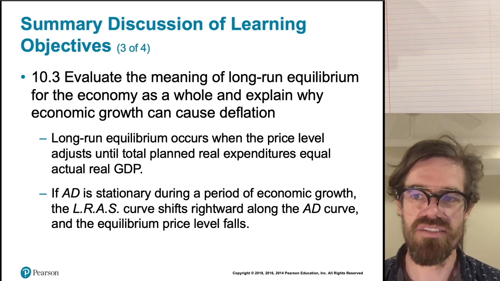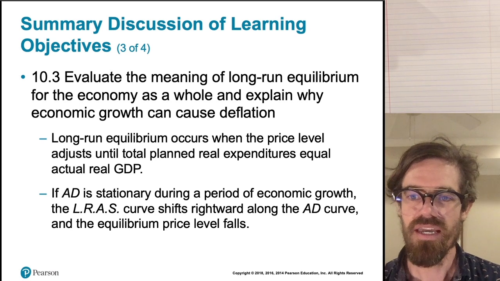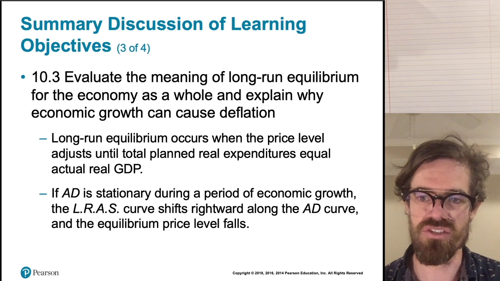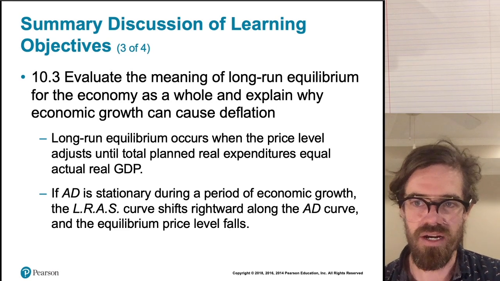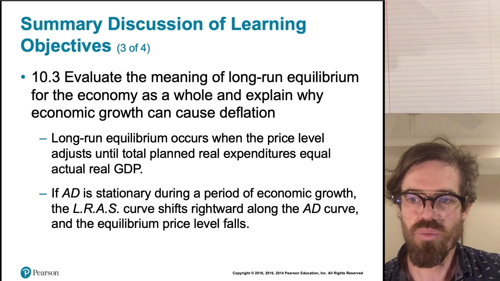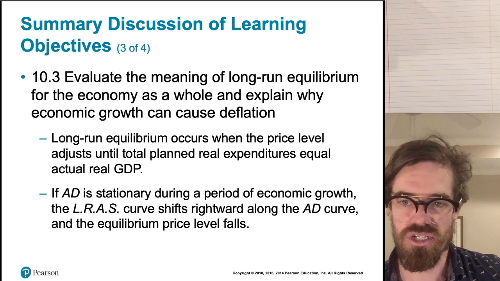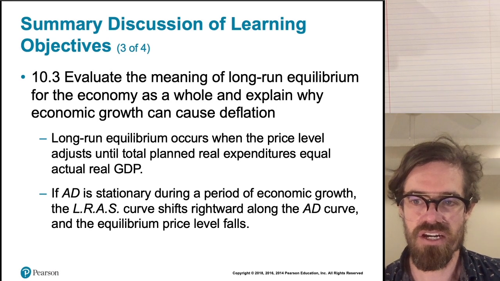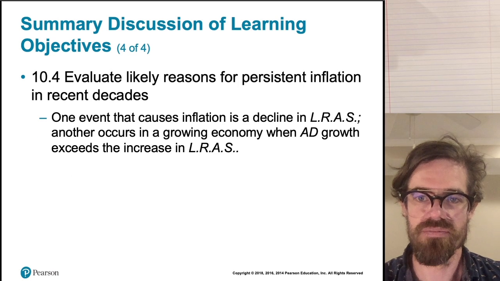Then we brought the two pieces together and saw what constitutes a long-run equilibrium for the economy as a whole, and explained why economic growth can cause deflation, which we refer to as secular deflation. So again, long-run equilibrium is just where it's the price level where real planned expenditures equal real GDP or real planned production in the economy. And so if aggregate demand is stationary, it doesn't change, and we have some economic growth, then that leads to a decrease in the price level, again, which we call secular deflation.